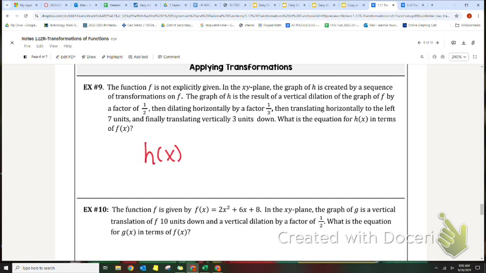All right, so h of x equals. So remember, a comes first, and a is our vertical dilation, which it says a factor of 1/2, times f of. It says it's then dilating horizontally by a factor of 1/3. Now remember though, we're not going to divide by 3, we're actually multiplying by 3, so we're going to put a 3 in here. Then it's going to go to the left 7, so that's going to be our x minus 7. And then translating vertically 3 units down, so subtract 3.